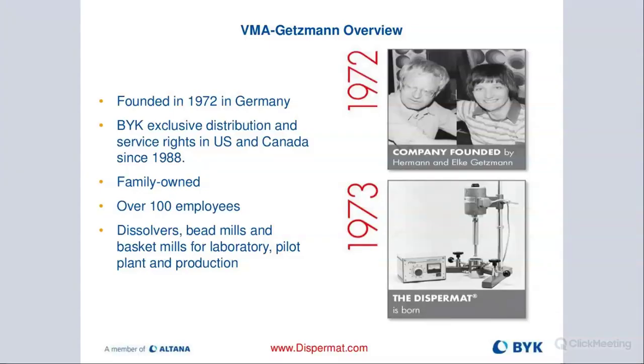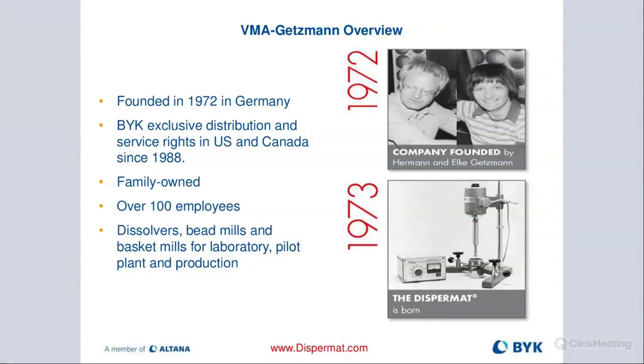And the relationship with BYK-Gardner goes all the way back to 1988. Since that time, we have had the exclusive distribution rights here for the United States as well as Canada. The company, as I said, is still in family hands. They have about 100 employees worldwide, including their agents. And VMA-Getzmann is known for making state-of-the-art dissolvers, different types of milling systems, such as vertical bead mills, basket mills, again, for laboratory, pilot as well as manufacturing spaces.